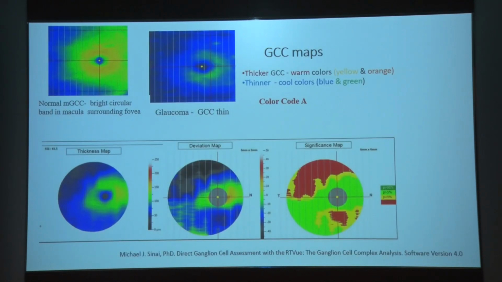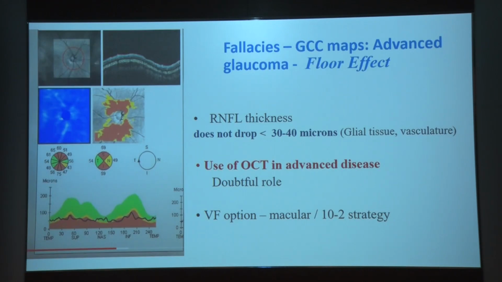Then we have the GCC maps. You can see the GCC maps: the thickness map, the deviation map, and the significance map. They would have the color code A. What are the fallacies? We talked about the floor effect. Remember that RNFL thickness has a floor effect, whereas macular GCC, because it has 8 to 9 fewer layers, would not have a floor effect. However, that's not really true, because of different things. RNFL thickness would not drop below 40 microns. Why? Because some glial tissue and vascular tissue remains. Even if all the RNFL were wiped out, you would still have at least 40 microns. In those situations you go for the GCC macula, because it has less of a floor effect.